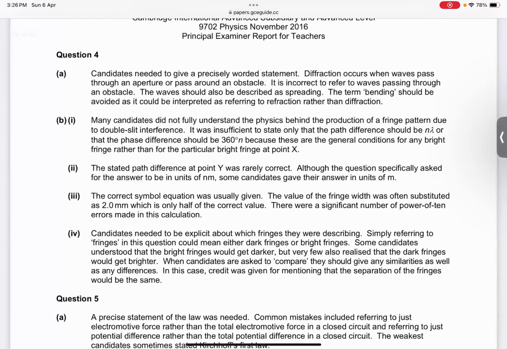Diffraction. Okay. So the first part, candidates need to give the precise wording. Diffraction occurs when the wave passes through an aperture or passes around an obstacle. It is incorrect to refer to the wave passing through an obstacle; it passes around an obstacle. The wave should be described as spreading. The term bending should be avoided as it could be interpreted as refraction. Is that clear? Irfan, I think you told the incorrect definition, or maybe according to them.